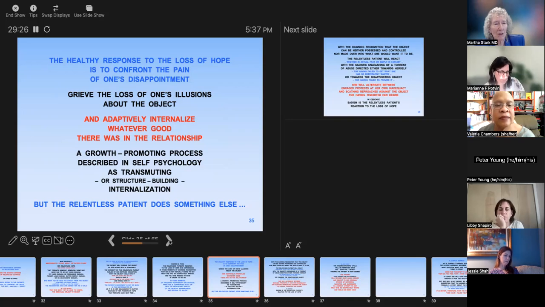So the healthy response to the loss of hope is to confront the pain of one's disappointment, grieve the loss of one's illusions about the object, and, in the words of self-psychology, adaptively, not defensively, internalize whatever good there was in the relationship. These are called transmuting internalizations in self-psychology. Grieving is a growth-promoting process described as transmuting, meaning in essence structure building, capacity enhancing internalization. But the relentless patient does something else.